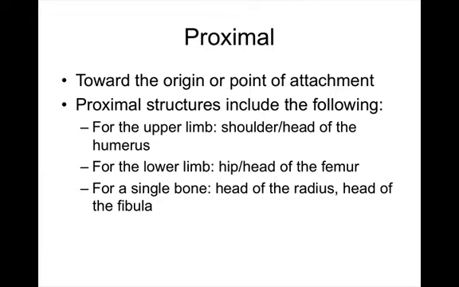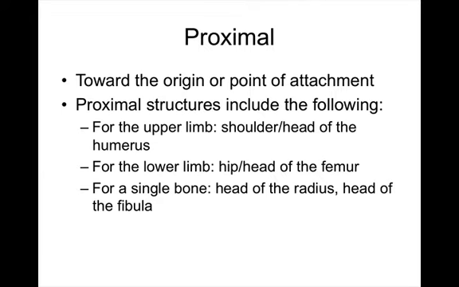So now let's talk about proximal and distal. Proximal is toward the origin or point of attachment for something. In this case, we're talking about skeletal structures. So for the proximal structures related to the upper limb, the lower limb, and also considering a single bone, the upper limb begins basically at the shoulder, where the head of the humerus links up with the scapula and the clavicle, primarily the scapula. And this is where the upper limb is beginning. So the shoulder, the head of the humerus, is considered the proximal aspect of the upper limb.